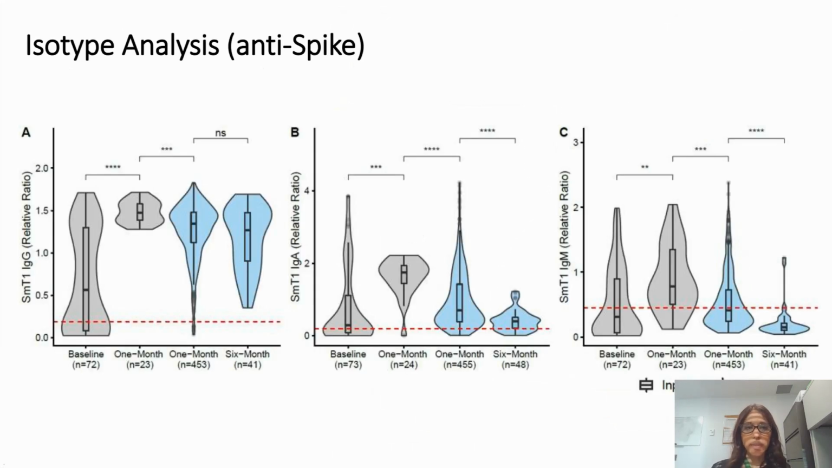If we break down the response by looking at individual isotypes, and here I'm showing the anti-spike IgG, IgA, and IgM for the exact same cohorts and time points. And also you can see the horizontal red line indicating the antibody positivity for the assay. We see similar results to the previous slide. So the inpatients at 1 month had significantly greater levels of all anti-spike isotypes in comparison to the baseline and compared to the outpatients at 1 month. However, one difference is that the outpatients at 6 months had lower levels of anti-spike IgA and IgM compared to 1 month. And there was no significant difference in the anti-spike IgG levels between these time points, but we do expect IgA and IgM to decrease with time.